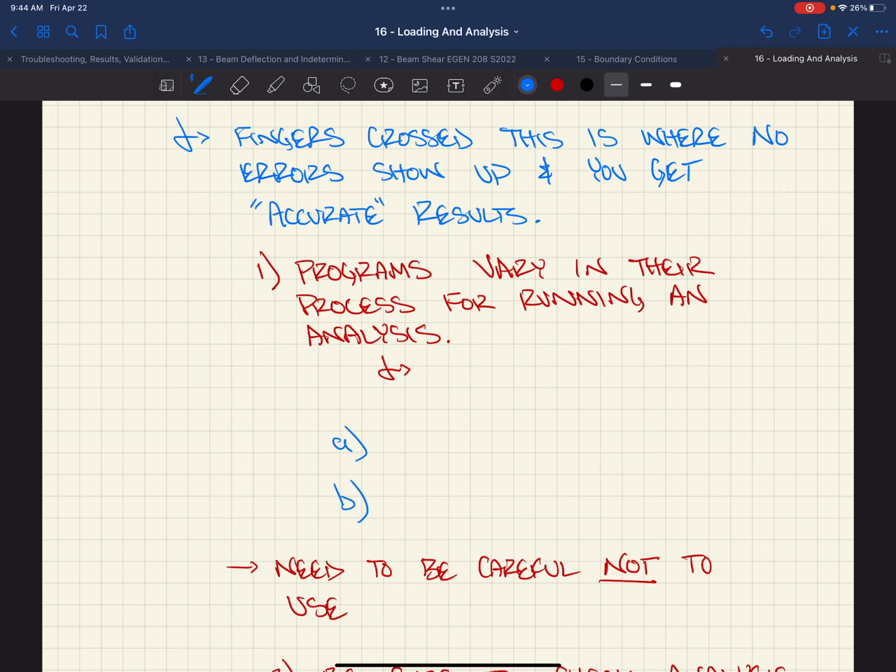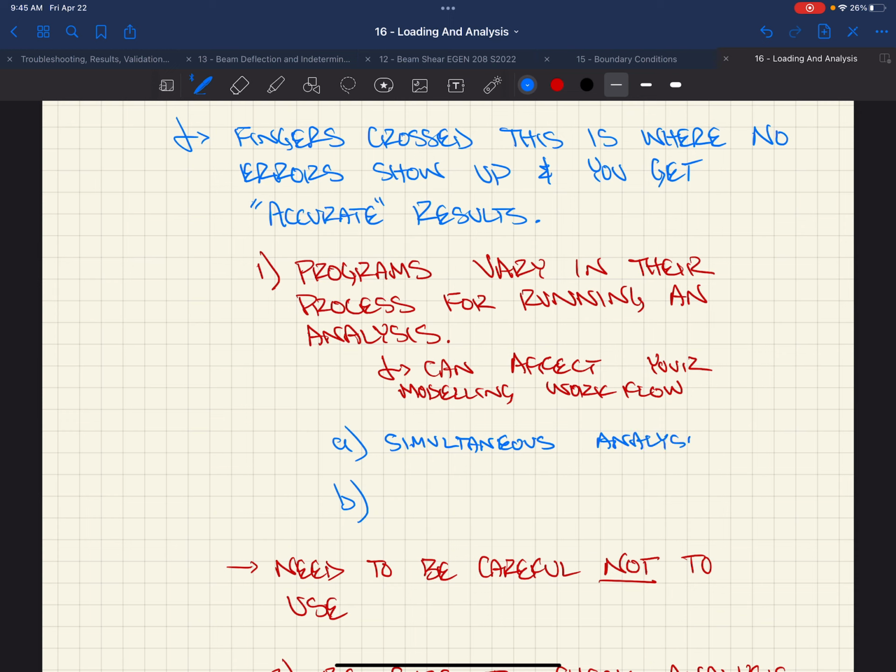Yeah, so I guess I would say it can affect, we'll jump through this real quick, your modeling workflow. Some analysis programs do simultaneous analysis. Some of them do initiated analysis.